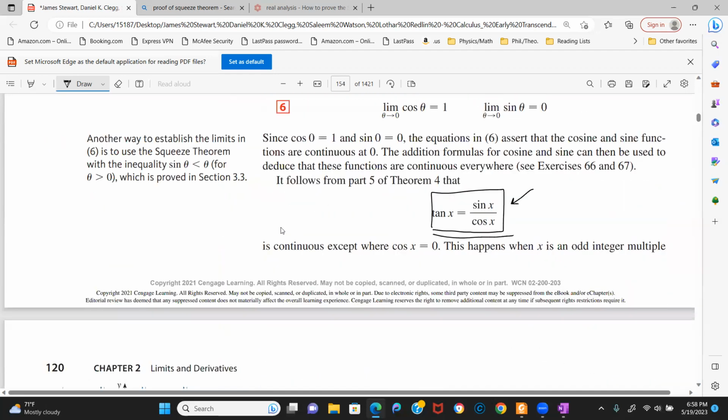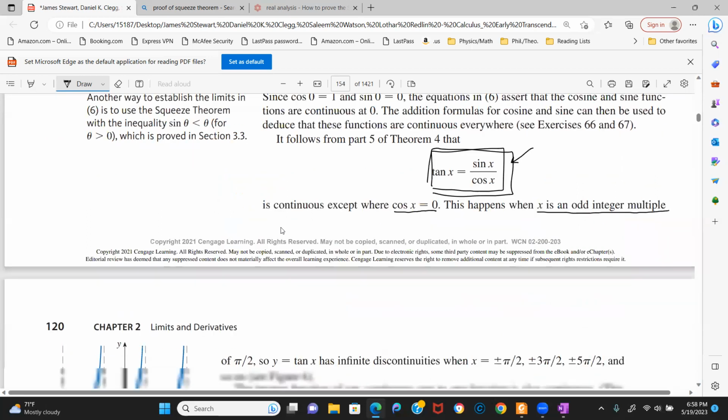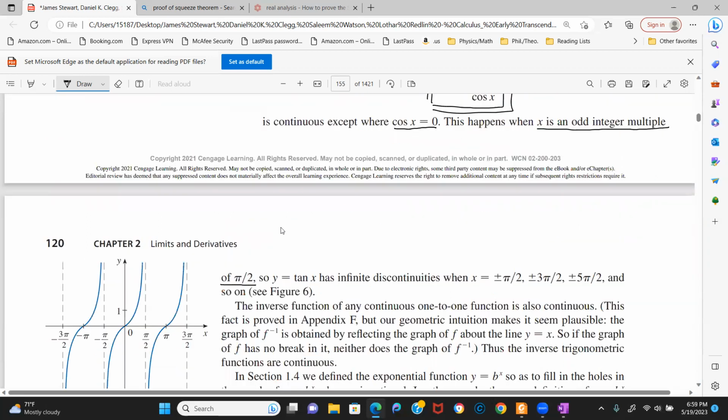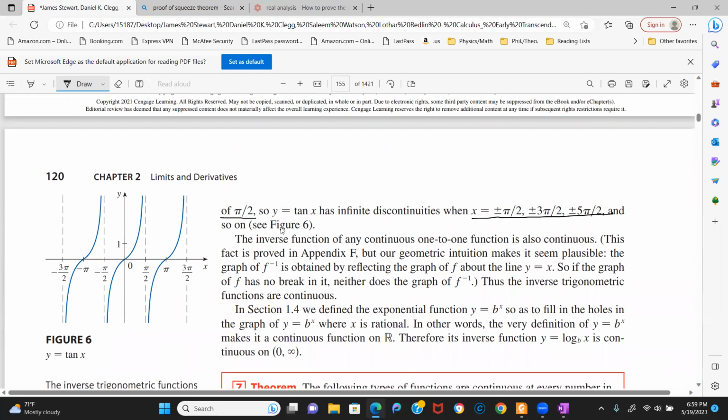So this is continuous, except where cosine of x is 0, and this happens when x is an odd integer multiple of pi over 2. So you have these points of discontinuity, an infinite number of discontinuities. These end up just being the asymptotes, right? This is a point of discontinuity, point of discontinuity. These are infinite discontinuities. They're not removable.